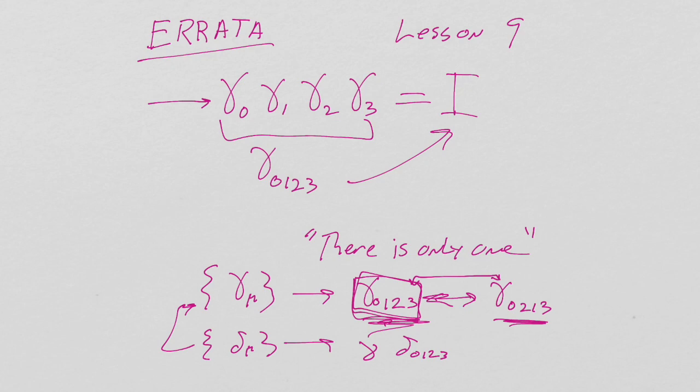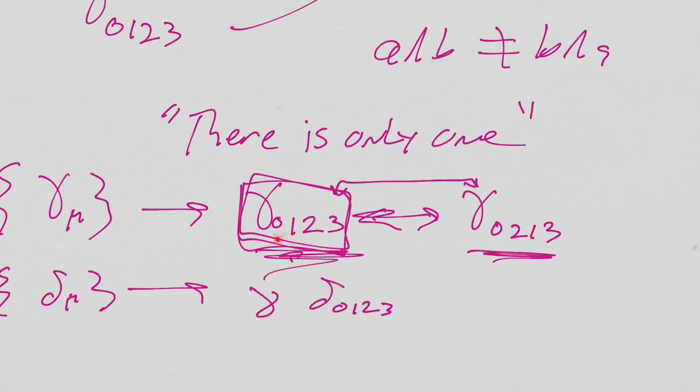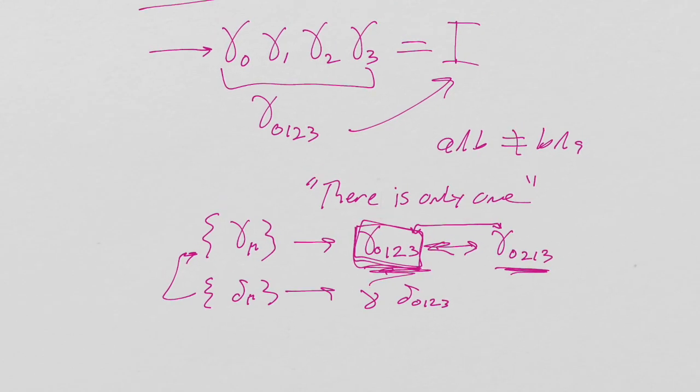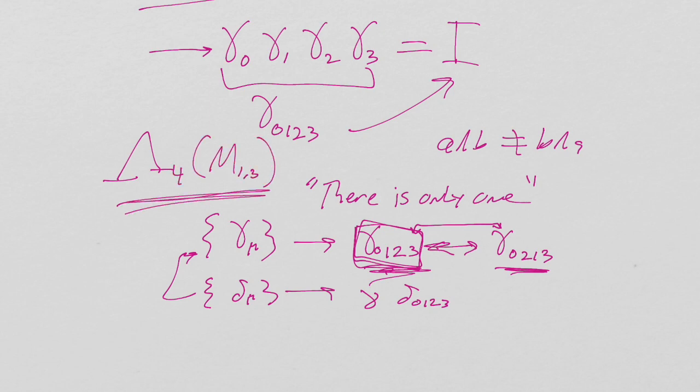But things that have circulation, that circulation is not arbitrary, right? A wedge B is not the same as B wedge A. Likewise, gamma 0, 1, 2, 3 is not the same as gamma 0, 2, 3, 1. So I guess what I was trying to say when I said there is only one is certainly there is only one dimensionality in the space-time algebra. There is only one dimensionality for lambda 4 of M 1, 3, right? That's for sure. That's absolutely true.